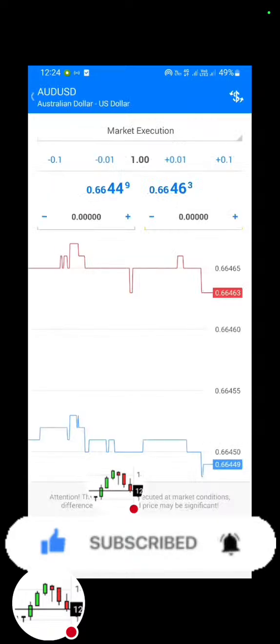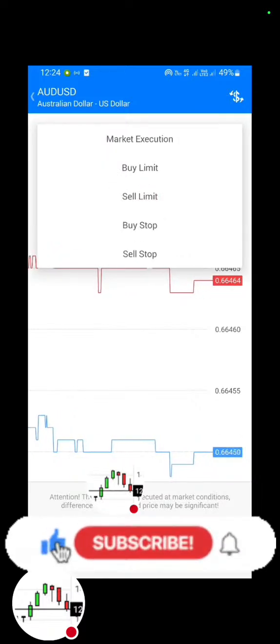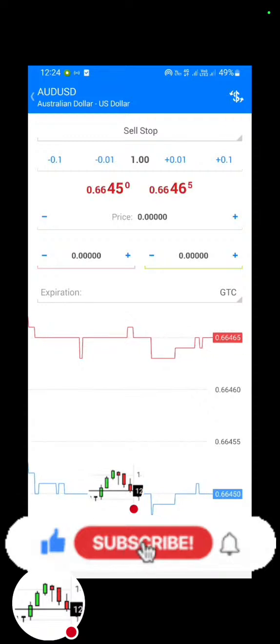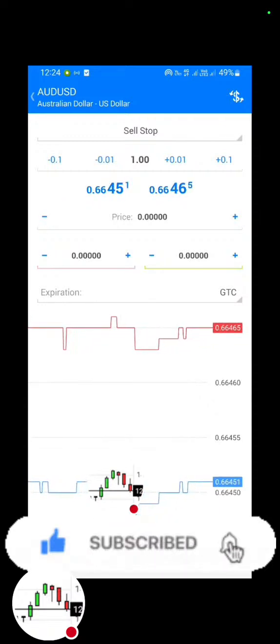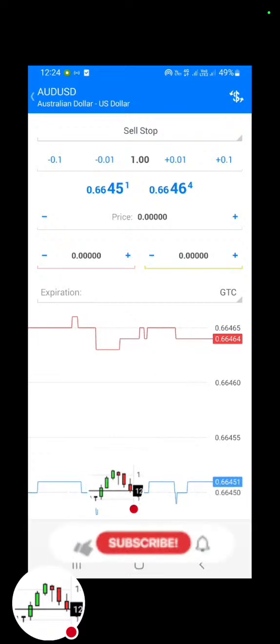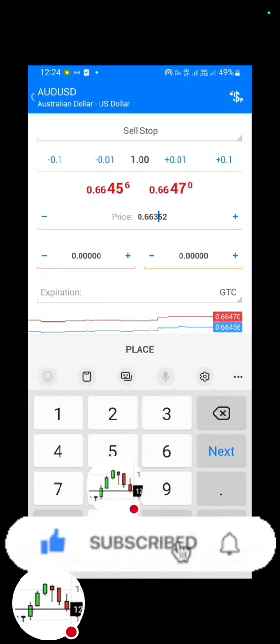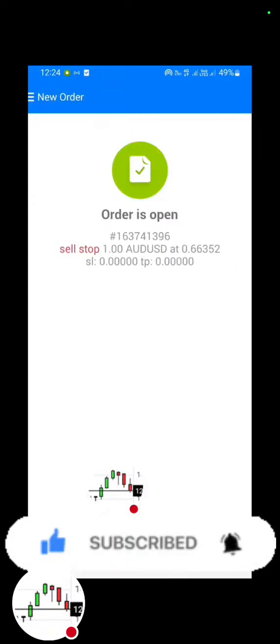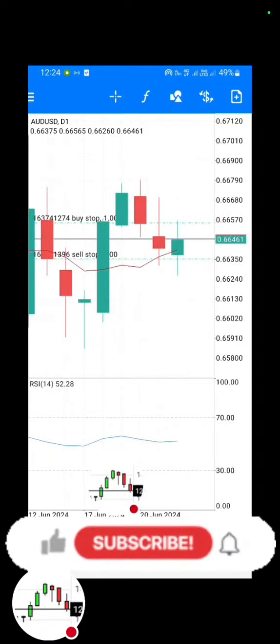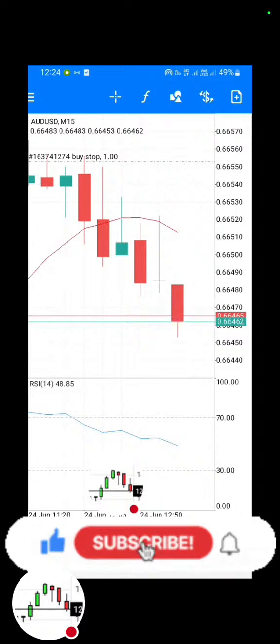You can see I place another order, which is a sell stop. You can see on the screen, this is a sell stop. So you click on the plus sign again where there is price. In this case you minus 100, and it's going to be 352. You click on plus. There it is. So you're going to use maybe 5 minutes to analyze your market like this.